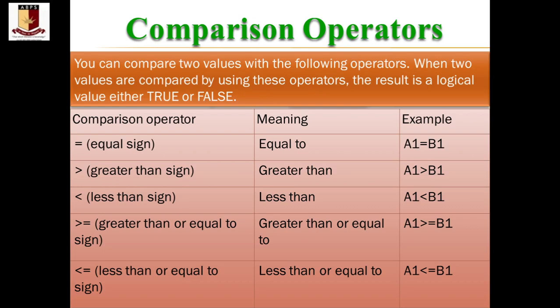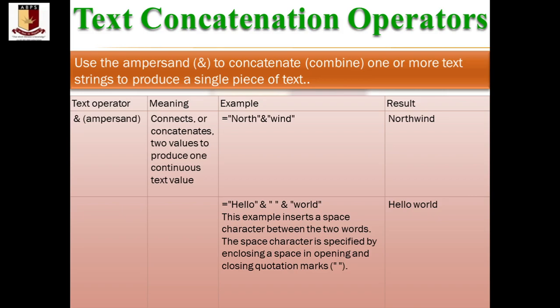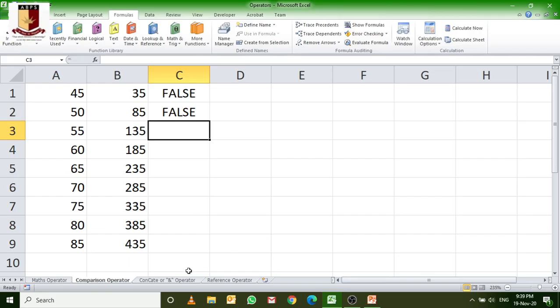Move to the next slide. Now this is the next one, the text concatenation operator, where we concatenate two different text strings. Ampersand is the operator actually used for concatenating. Here two strings are there, like north ampersand wind. So when I press enter, we'll get north wind. I'll show you practically also.